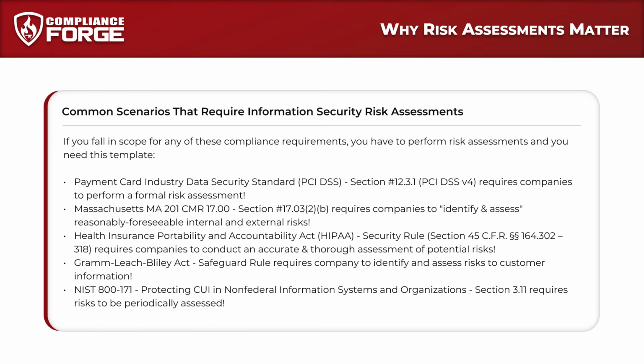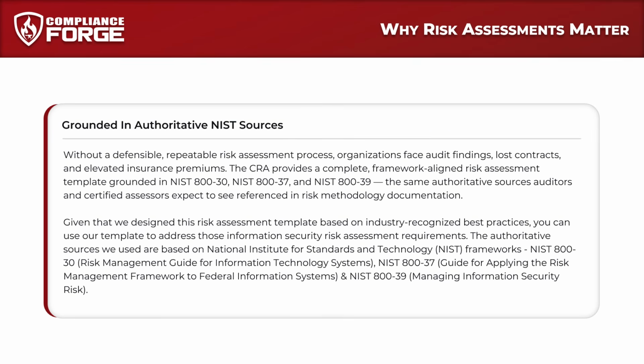Massachusetts 201 CMR 17 requires companies to identify and assess reasonably foreseeable internal and external risks. The HIPAA security rule requires an accurate and thorough assessment of potential risks. The Gramm-Leach-Bliley Act safeguard rule requires companies to identify and assess risks to customer information. And NIST 800-171 requires risks to be periodically assessed. Without a defensible, repeatable risk assessment process, organizations face audit findings, lost contracts, and elevated insurance premiums.